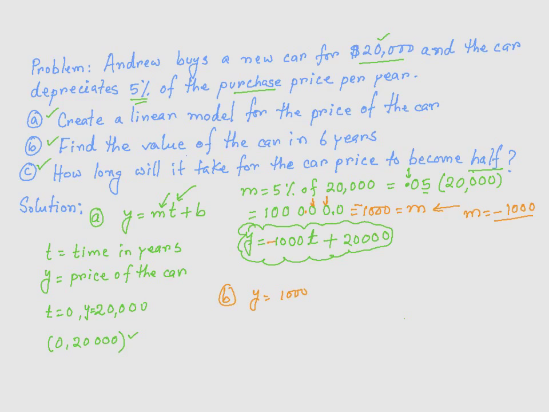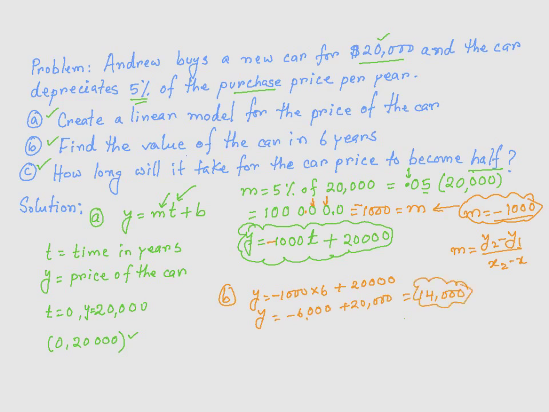You would have seen this negative sign had we used the slope formula, m is equal to (y2 minus y1) divided by (x2 minus x1). In that case, you would be given price and time pairs, and you would see that the slope is going to be negative. So anyway, negative 1000 times 6, because we want the price after 6 years, plus 20,000. So y is equal to negative 6,000 plus 20,000, which is, by the way, 14,000. So the price of the car after 6 years is going to be $14,000.